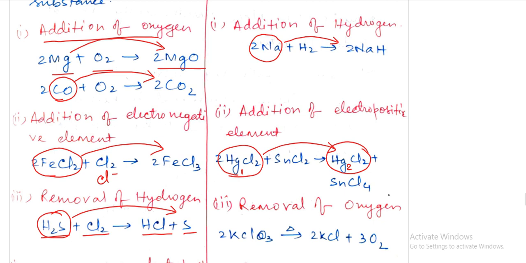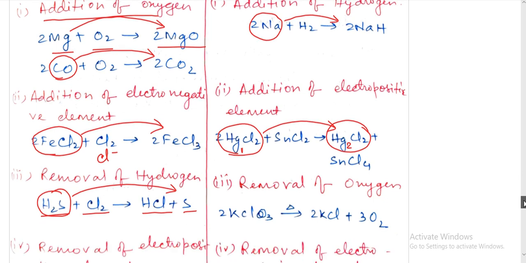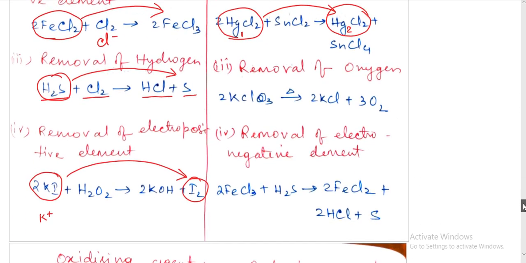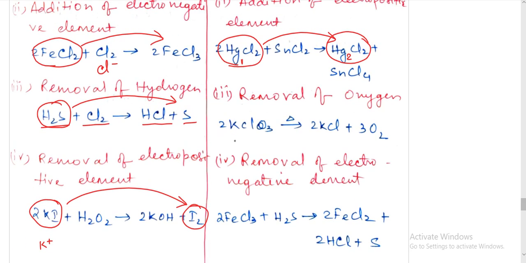Next, removal of oxygen. If oxygen is removed, still it will be called a reduction. So here you see KClO3, potassium chlorate, from which potassium chloride has formed. So oxygen is removed. If oxygen is removed, then it will be called reduction. So we can say potassium chlorate is reduced to potassium chloride. Why? Because oxygen is removed from KClO3.